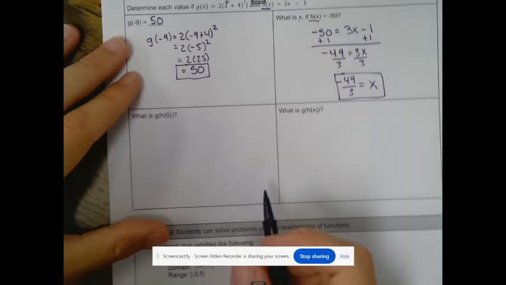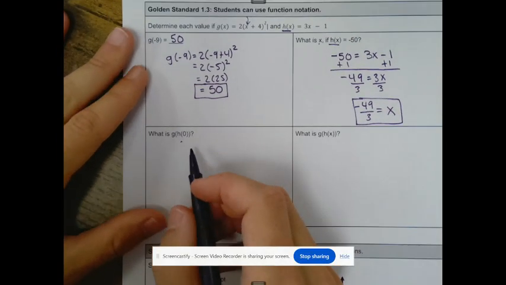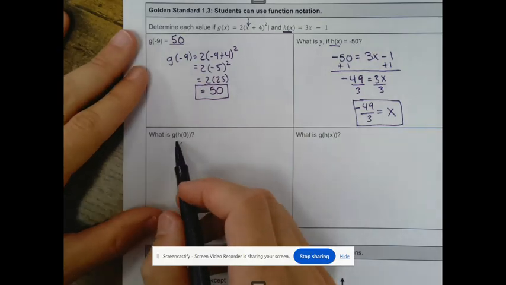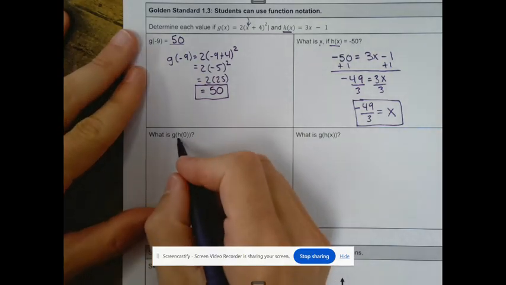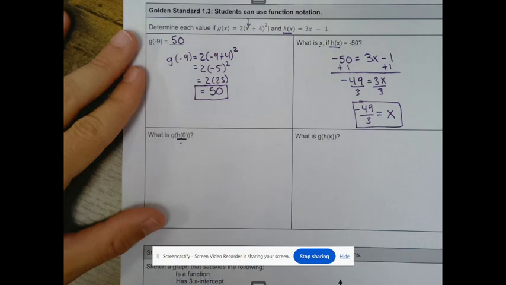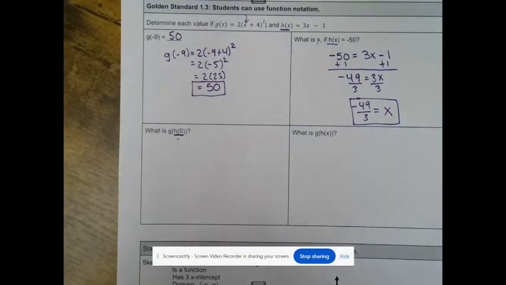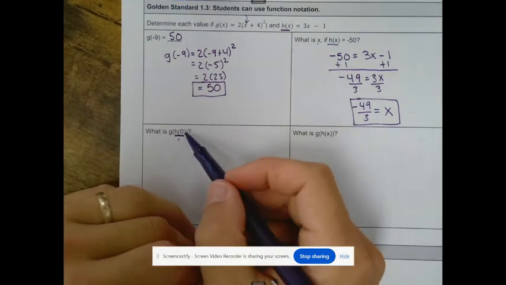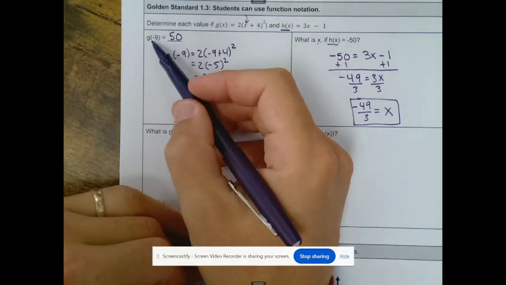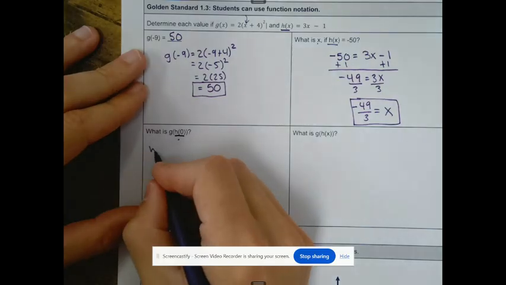What is g of h of 0? So what we want to do here, this is called the composite function. We want to work inside out. So our first step is let's just find h of 0, because the output of h of 0 will become the new input like we did up here for g. So what is h of 0?